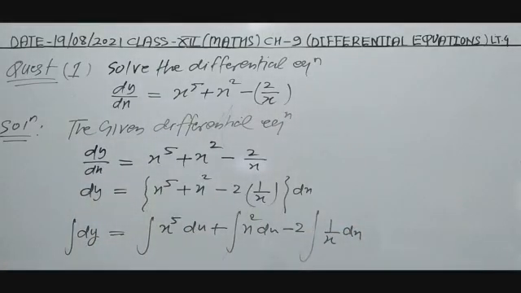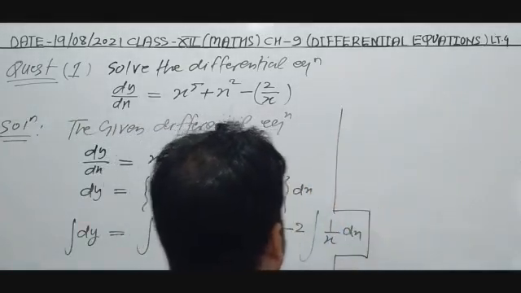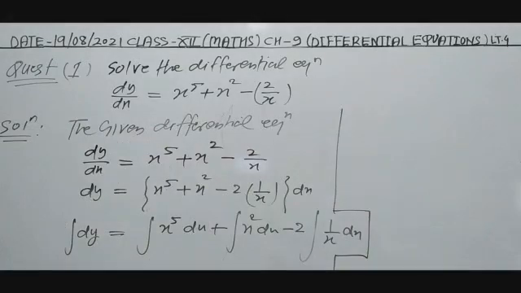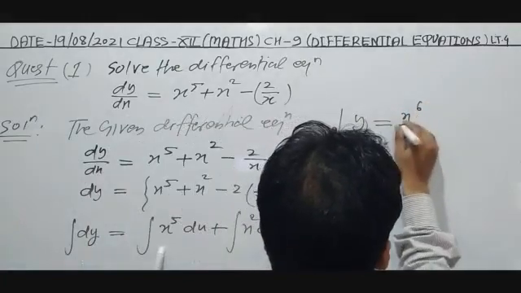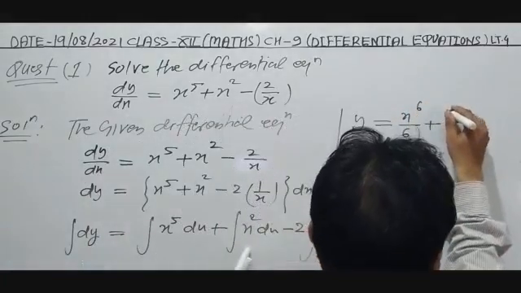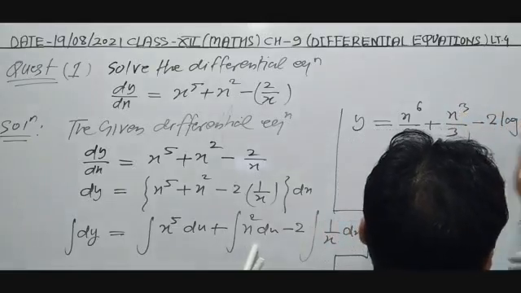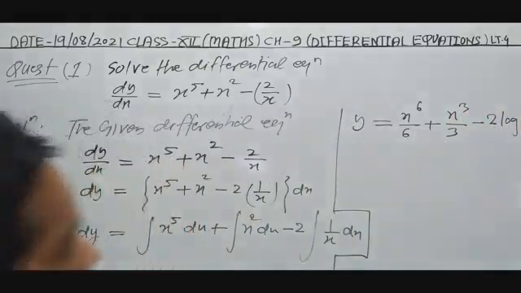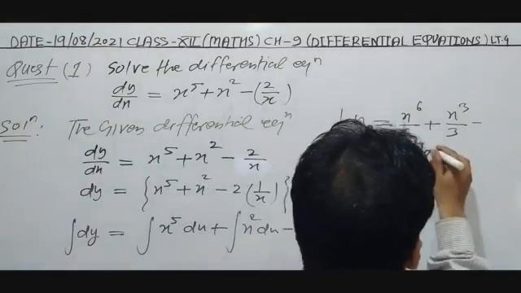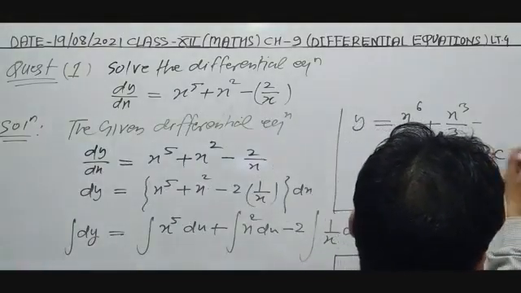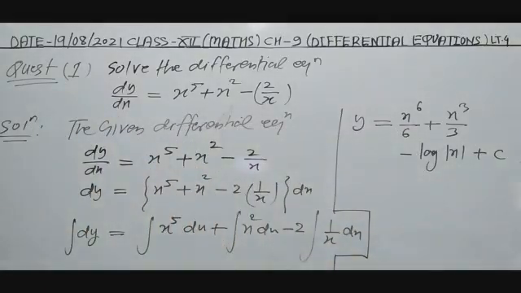Then what will be the result? See, integration of dy means y is equal to x to the power 6 by 6 plus x cube by 3 minus 2 times log of mod of x, and now plus c. This is the general solution.